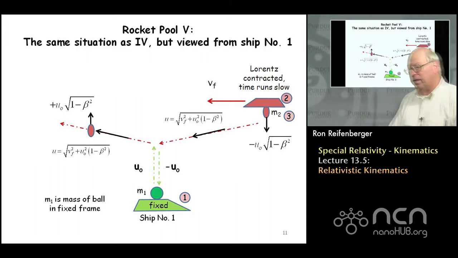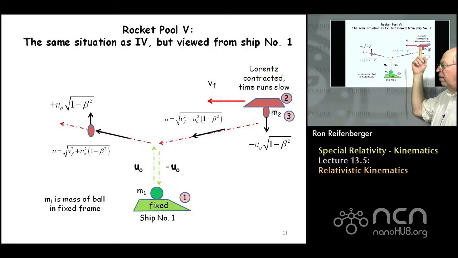Because now what we're going to do is we're going to say, okay, let's pretend that this brown rocket ship is moving at a velocity v sub f. Let's pretend that the green rocket ship is fixed. And let's do the same type of experiment again, right? So the same type of experiment is, at some point in time, the guy on the brown rocket ship is going to launch his ball downward. It's going to have a velocity of u naught in the negative y direction.